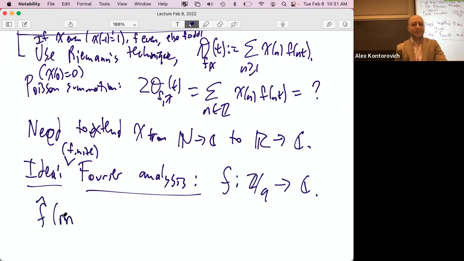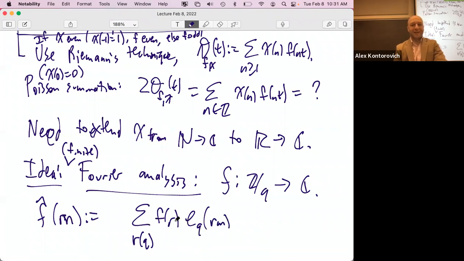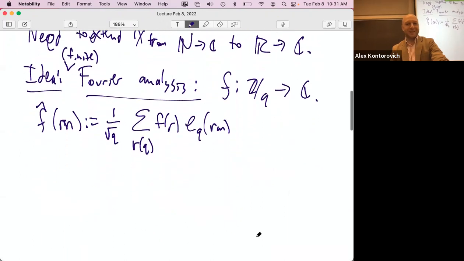So the Fourier transform, the definition I would first come up with is, well, you just take the function, you multiply it by e to the 2 pi i over q rm and sum over r mod q. I'm going to add a normalizing factor, 1 over root q. So this will be my normalization for the Fourier transform. There's a very good reason for this.